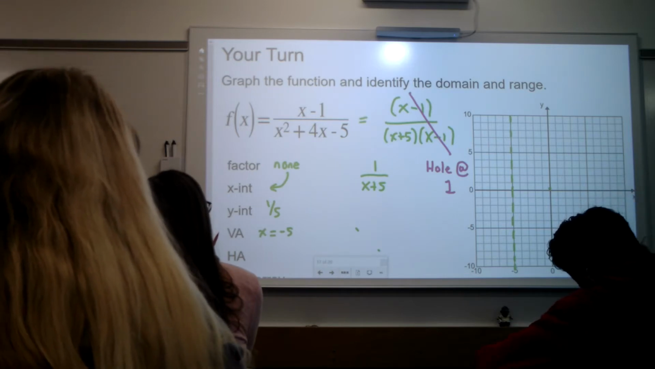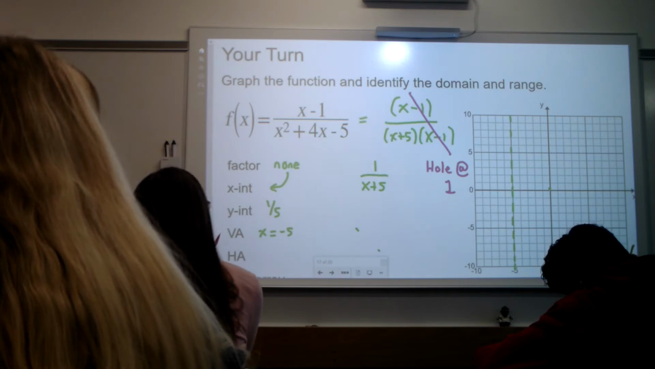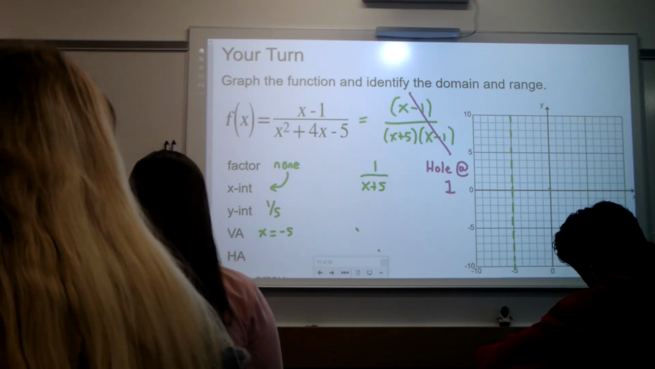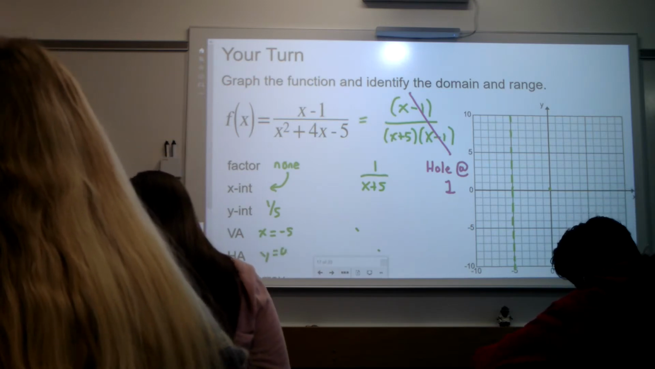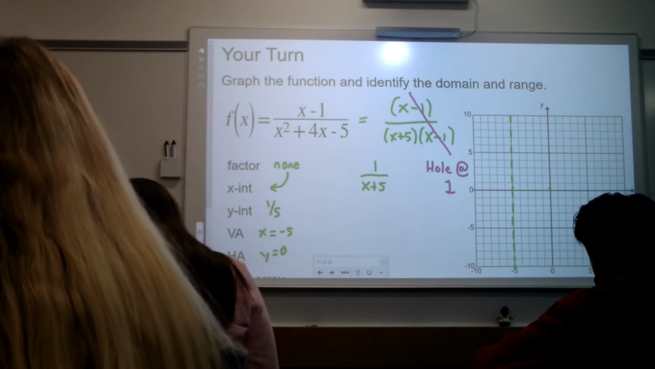All right. Okay, last but not least, we need that end behavior asymptote. Tara, what is that going to be? Y equals 0. Awesome, how come? Sorry, I interrupted you. Because why? The degree 1 is less than 2. Great, good job.